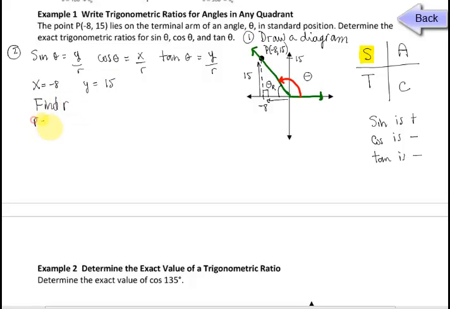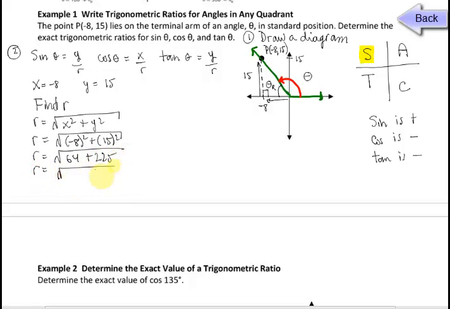So we'll use our Pythagorean theorem, where we know r is equal to the square root of x squared plus y squared. Substitute your values in for x and y and determine the value of r. And you get that r is equal to the square root of 289, which is 17.